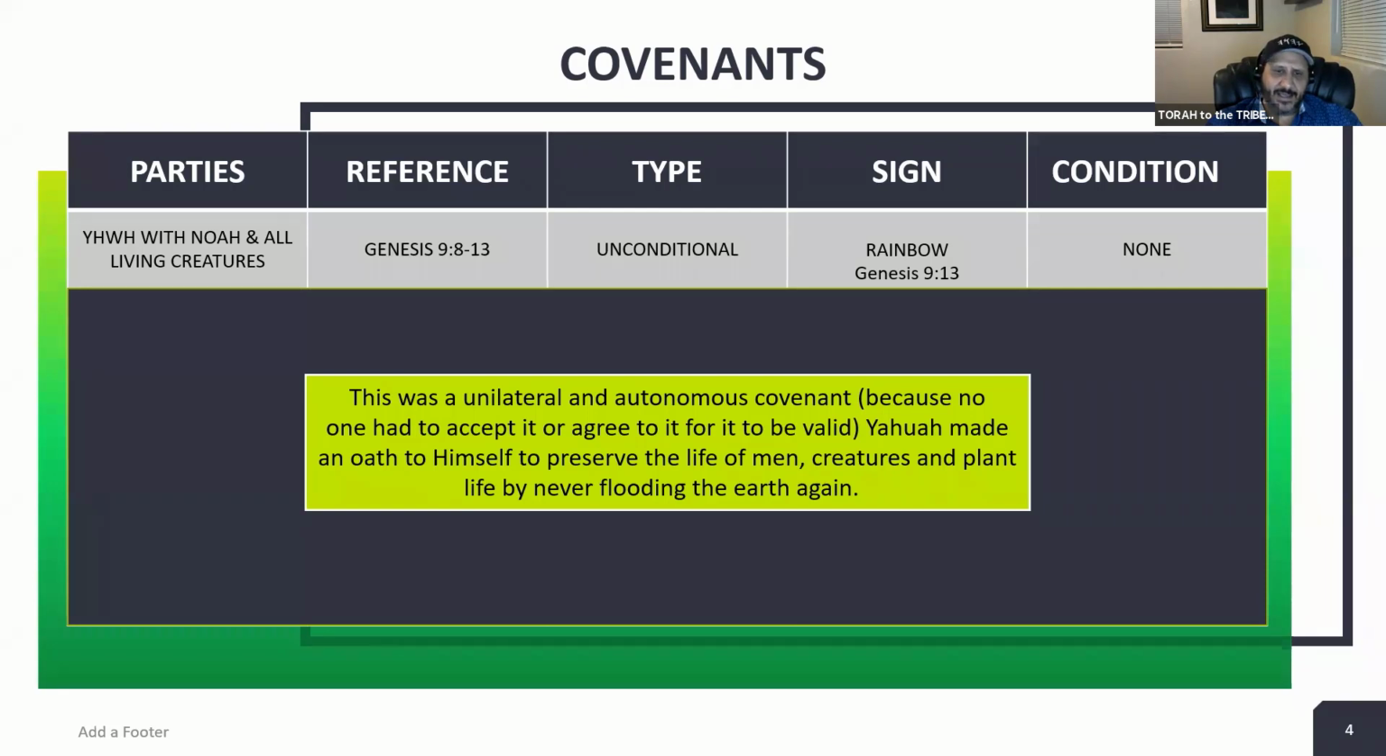Genesis 6:18: "But I will establish my covenant with you, and you shall go into the ark, you, your sons, and your wife, and your sons' wives with you." And then Genesis 9:8: Then Elohim spoke to Noah and his sons with him, saying, "As for me, behold, I will establish my covenant with you and your descendants after you, and with every living creature that is with you, the birds, the cattle, and every beast that is with you."